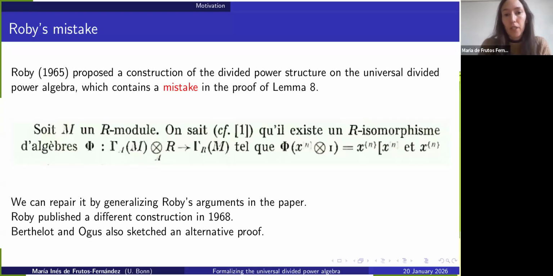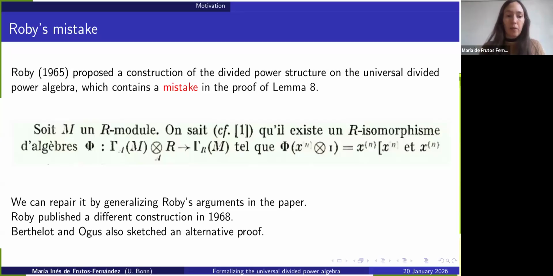So because of this, this breaks the proof of lemma 8, and this lemma is later used to conclude the existence of the divided power structure. So this proof breaks down. We cannot just copy the proof of Roby's because it is not correct. However, we are able to repair this proof by essentially using the same main ideas that Roby was trying to use in this paper. And we have formalized a complete proof. I will tell you a bit more about it.